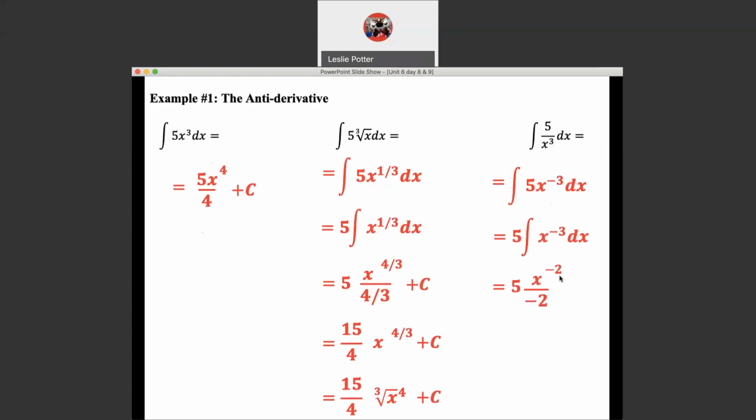So increase the power by 1, divide by the new power. And then we're going to put our plus c here. And I'm just going to clean that up. I'll call that -5/2 x to the -2. In fact, I can clean it up a little more by taking this x to the -2 and relocating it and giving it positive power. So that would be the antiderivative for this problem.